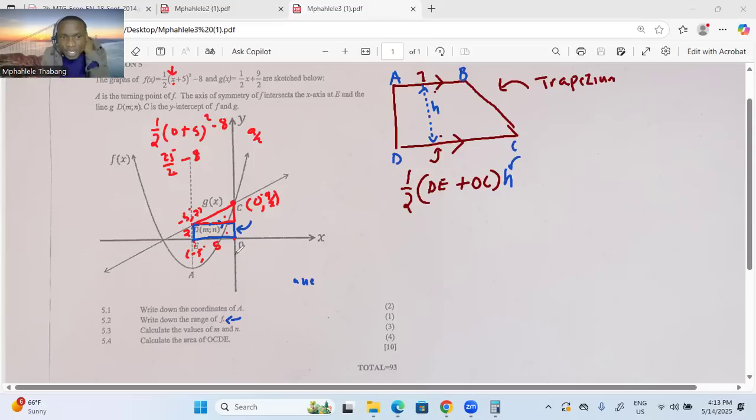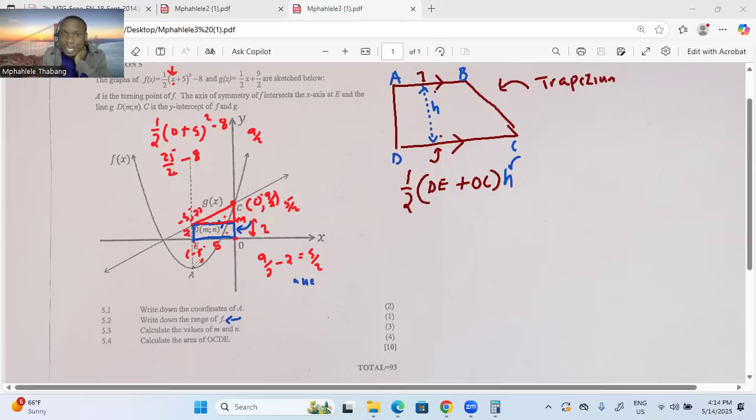If I call this point M here, I can find the distance from M to C, because I know that the distance from O to C is 9 over 2. So I say 9 over 2 minus the distance of 2 from O to M. 9 over 2 minus 2, 2 times 2 is 4, so I have 5 over 2. So the distance from M to C is 5 over 2, and the distance from O to M is 2.